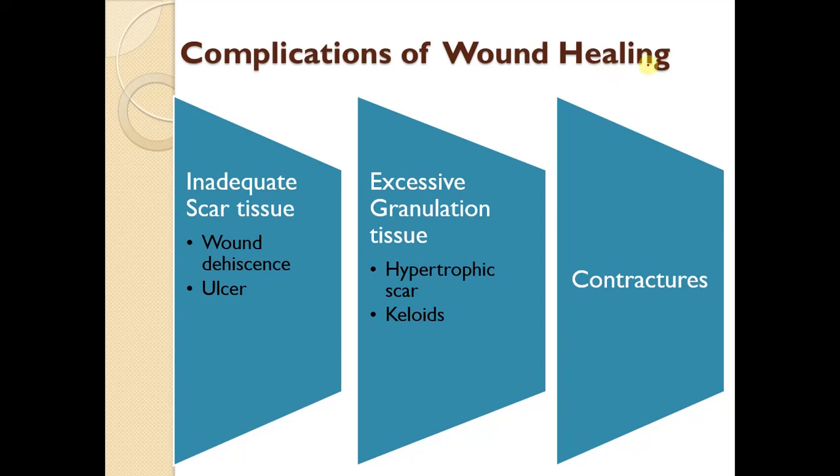There are certain complications related with wound healing. These include wound dehiscence, like premature opening of the wound sutures, or ulcer. In other ways, it is also possible that there is excessive granulation tissue formation, like the hypertrophic scar and keloids. And in some ways, contracture may also form, which will lead to decreased mobility, or it will impede the mobility of that area.